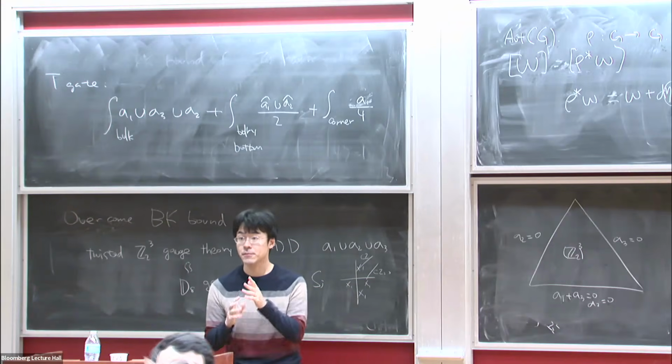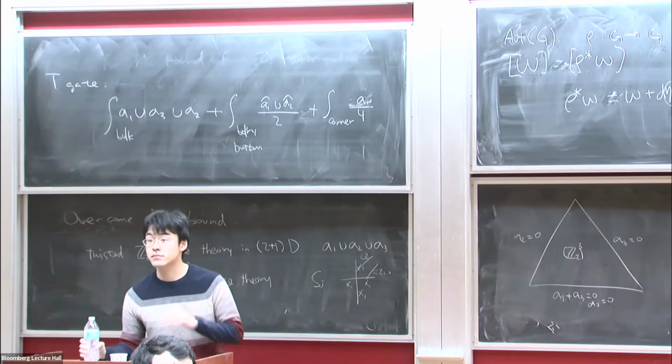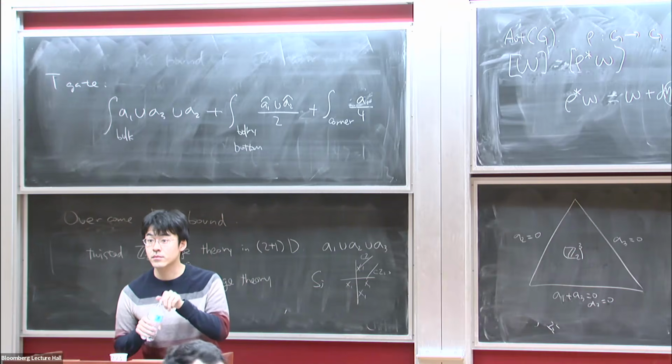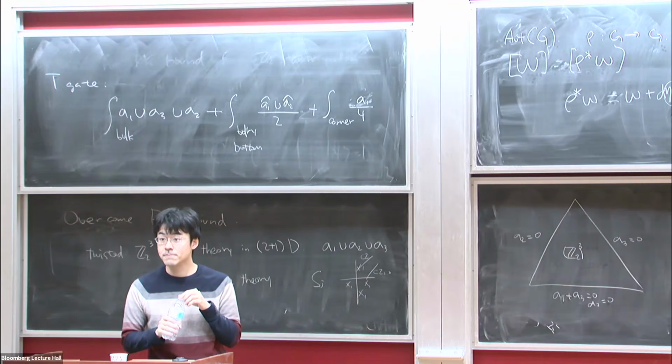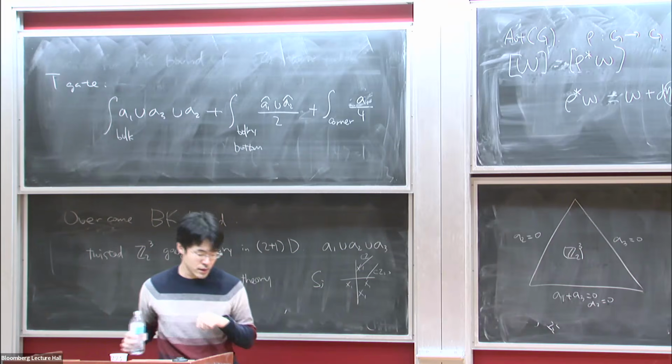Any questions for me? Could you repeat this? What is the statement about universality of gates if you include this T gate?